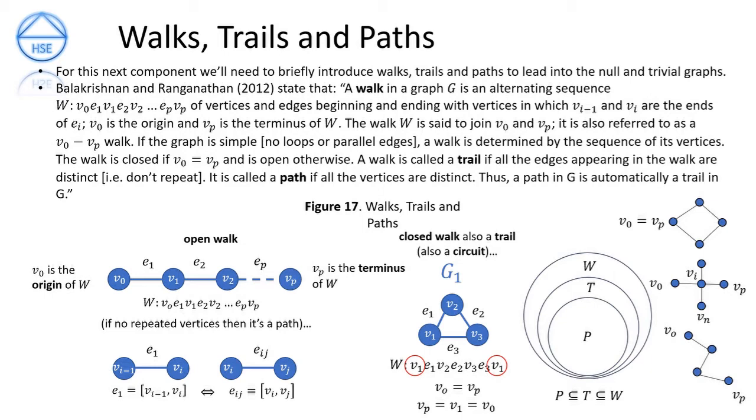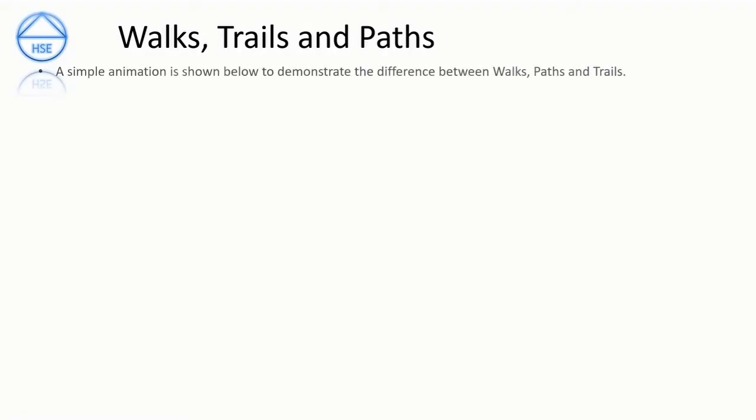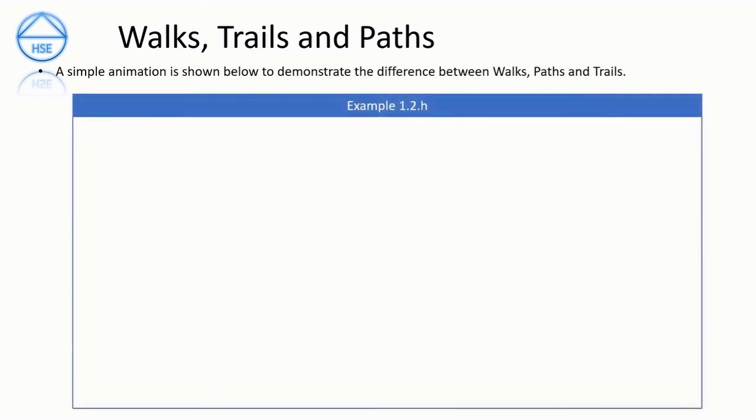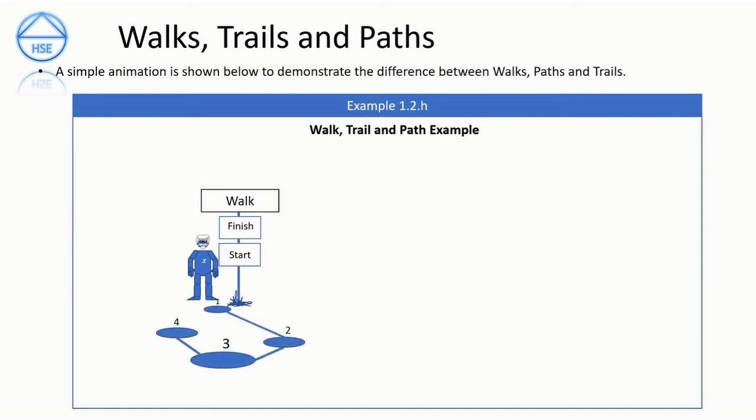I've also shown this hierarchy of nested terms in the concentric circle set diagram to the right of figure 17, where a path is a subset of a trail, and a trail is a subset of a walk. Walks, trails, and paths continued. Following on from the definition of walks, trails, and paths in the previous slide, a simple animation is shown below in example 12H to demonstrate the difference between walks, trails, and paths. Mixer X will help highlight the paths, and the terms walk, trail, and path are shown to the right in the grey term tiles and will be covered in detail in subsequent presentations.